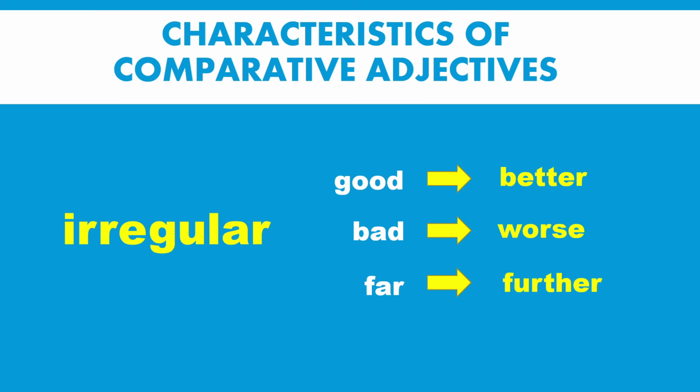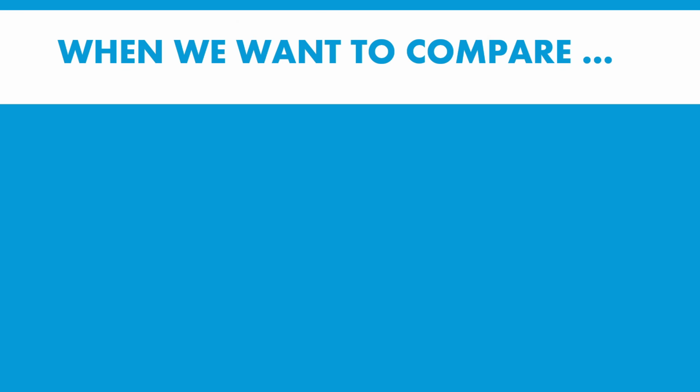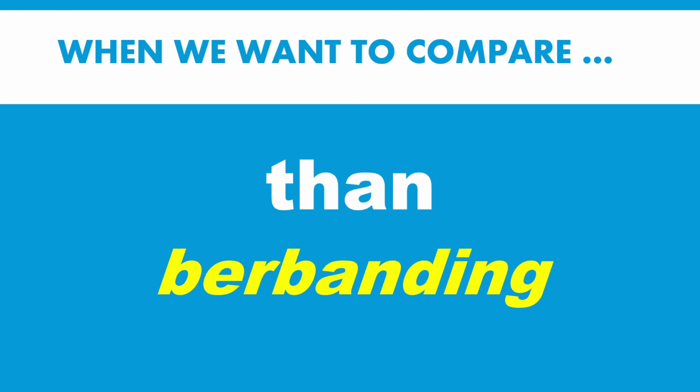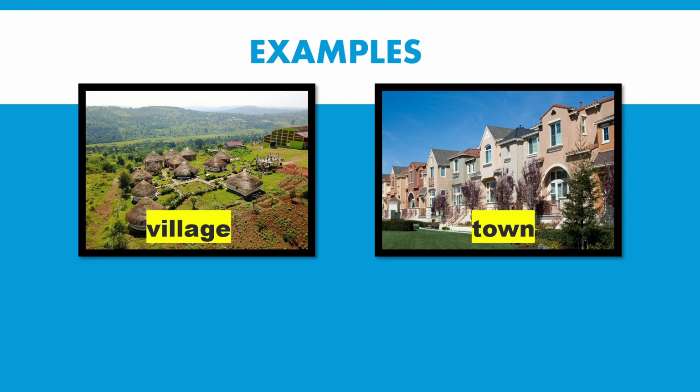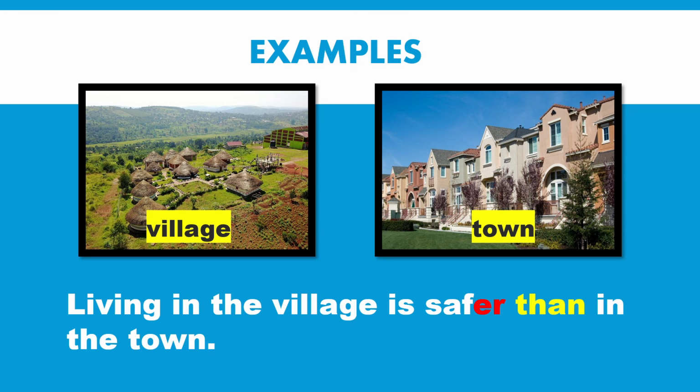Now I'm going to guide you on how we compare nouns using comparative adjectives. What should we do? We need to remember one keyword, which is the word "than". "Than" in Bahasa Malaysia means berbanding. So let's try some examples. This is a village. Another one is a town. The adjective that I want to use is safer. Which one do you think is safer? Of course, the village, right? So when I want to write a sentence, we have to put in the keyword "than". Where do we put the word "than"? For example, living in the village is safer than in the town.